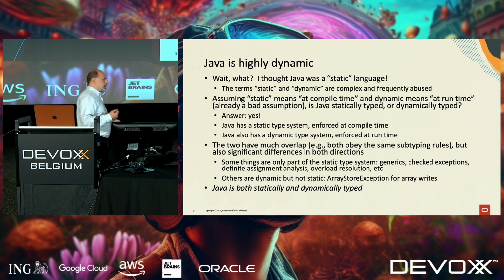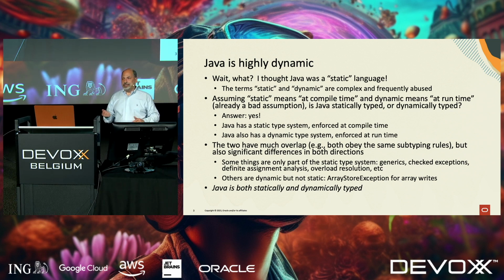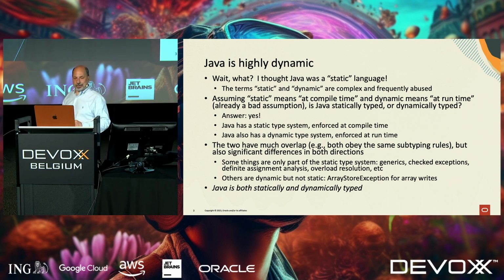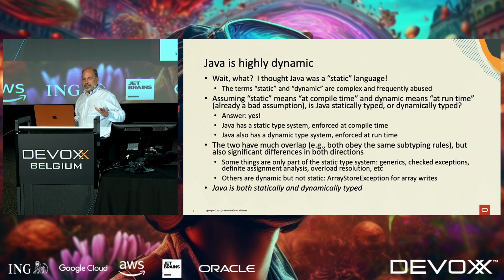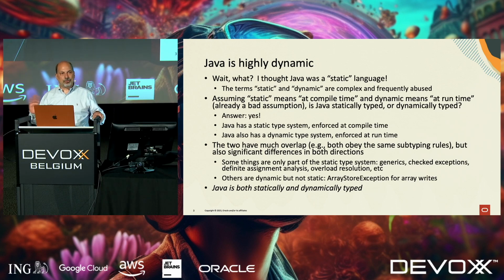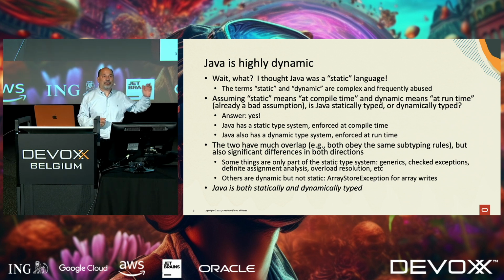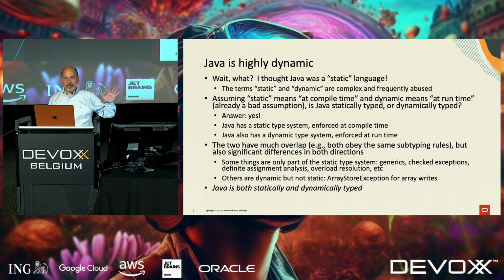And some of you are thinking, probably, wait a second, I thought Java was a static language. So I want to talk about the terms static and dynamic because they're frequently misused and abused. And they mean a lot of different things in different contexts. So I'm going to start with a very simplistic notion of static versus dynamic, which is wrong, but we'll get to something better, where let's assume that static means at compile time and dynamic means at runtime. Like I said, not a good starting assumption, but we have to start somewhere.